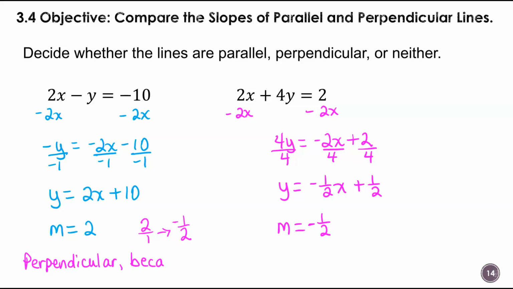Because you can explain this either way, because the slopes are opposite reciprocals. This is the way I explain it most often, but it's okay if you talk about the product being -1. I like to explain it this way because I want you to be thinking of it this way.